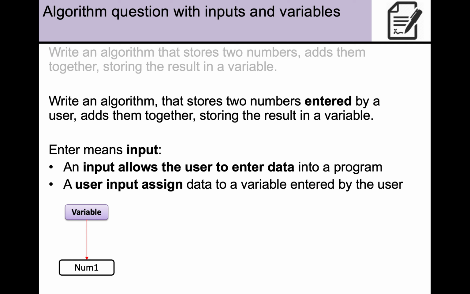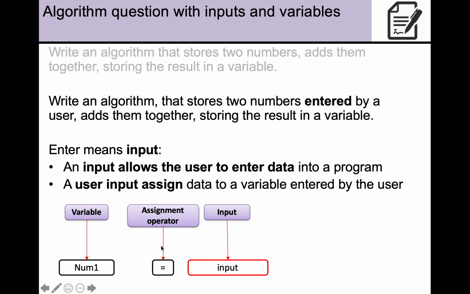So how do we do that? Well, we have a variable like before, a named location in memory. We have an assignment operator because we need to assign a value. But this is when it changes slightly. And we have a command, and this is an input command. And that means we're going to allow the user to enter data.